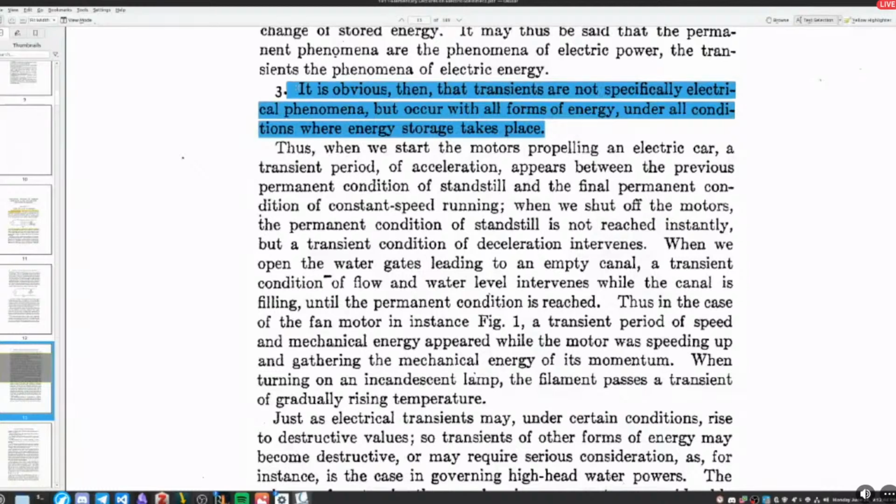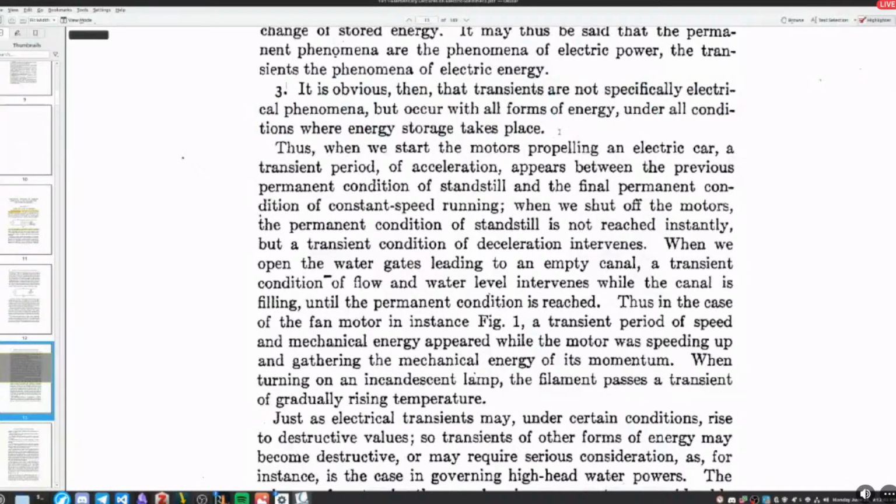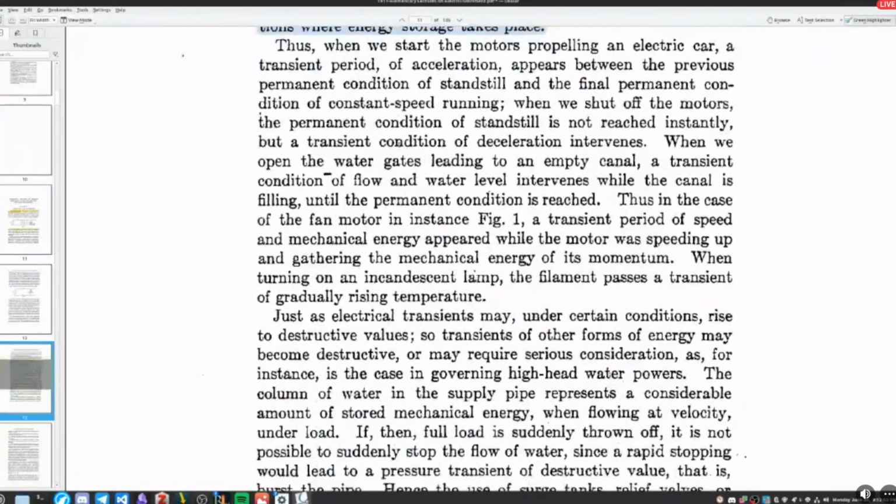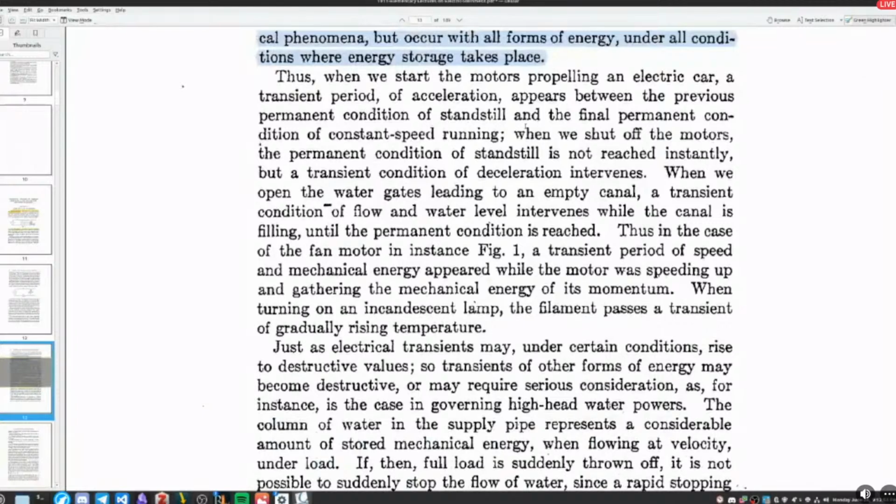Thus, when we start the motors propelling an electric car, a transient period of acceleration appears between the previous permanent condition of standstill and the final permanent condition of constant speed running. When we shut off the motors, the permanent condition of standstill is not reached instantly, but a transient condition of deceleration intervenes. When we open the water gates leading to an empty canal, a transient condition of flow and water level intervenes while the canal is filling until the permanent condition is reached.